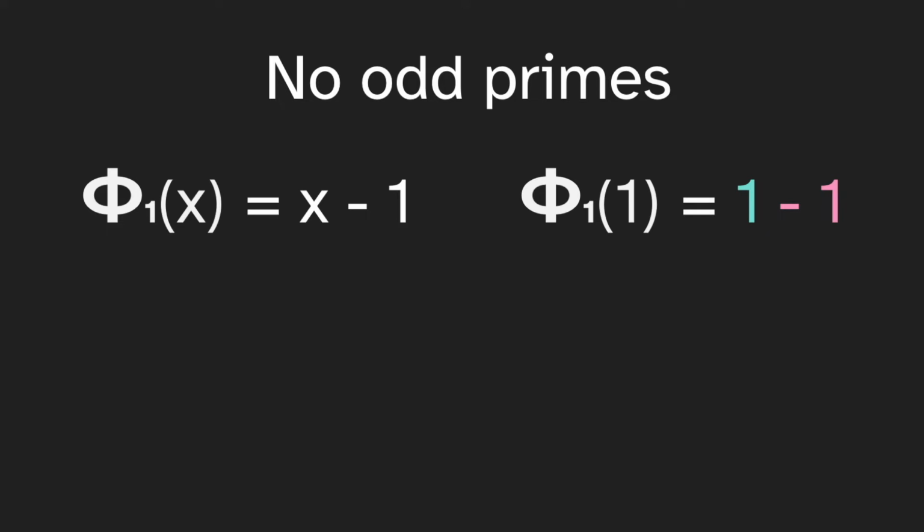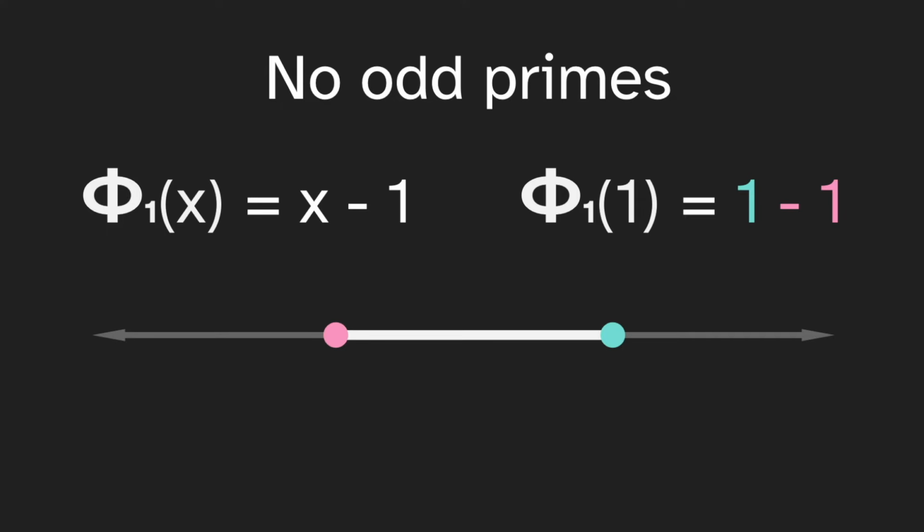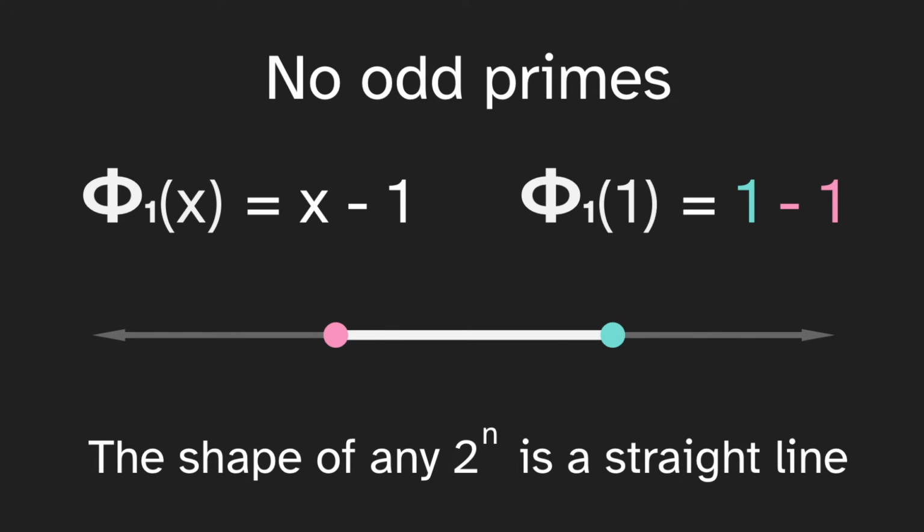The simplest case is no odd primes. So for this, let's look at phi sub 1. And that is x minus 1. And if we take 1 as an input, we get 1 and negative 1 as our points, which gives us a shape that's just a line. So the shape of any 2 to the n is a straight line.